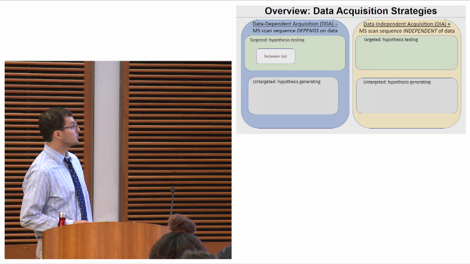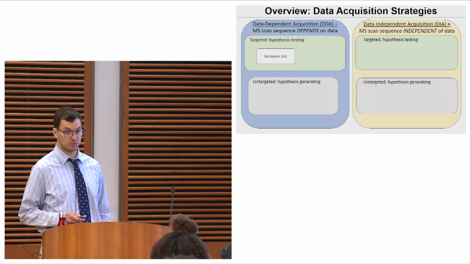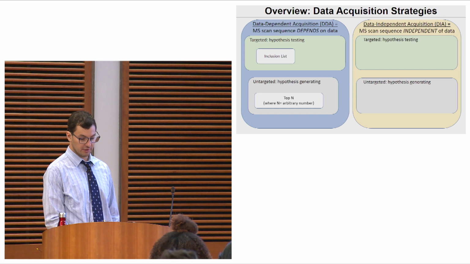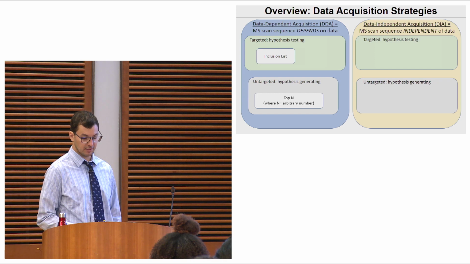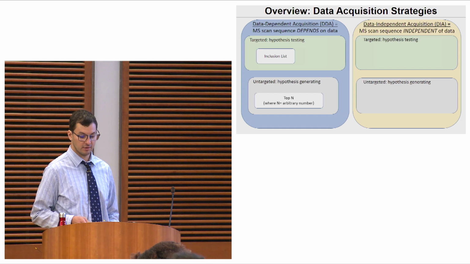Targeted DDA, specifically, is when we use an inclusion list, which contains the masses of peptides we want to monitor, to direct data collection. And untargeted DDA is when we determine our data collection on the fly based on the most abundant precursor ions that the mass spec sees at any given moment, also known as a top N strategy, where N is the number of peptides we want to monitor every cycle.